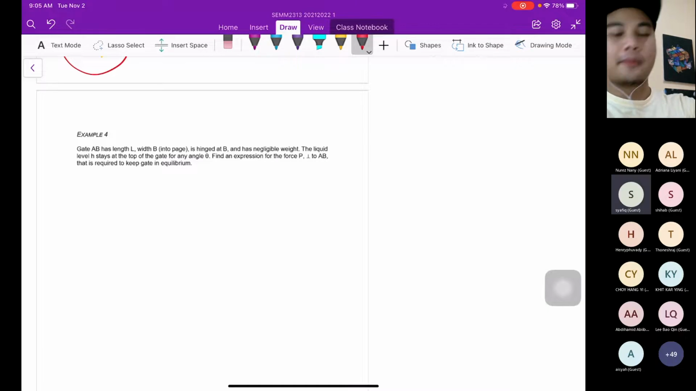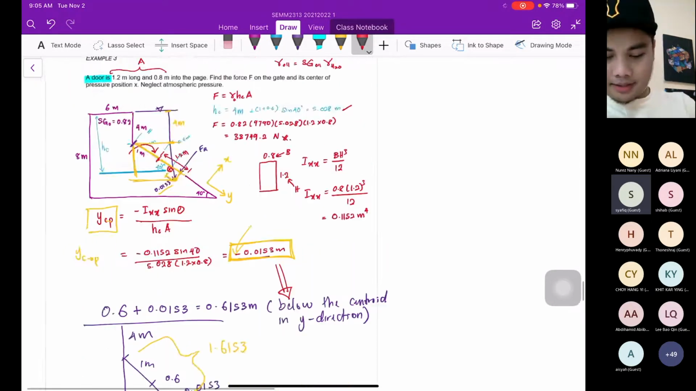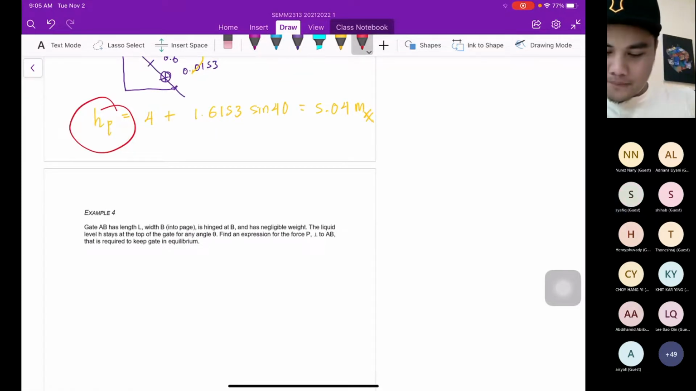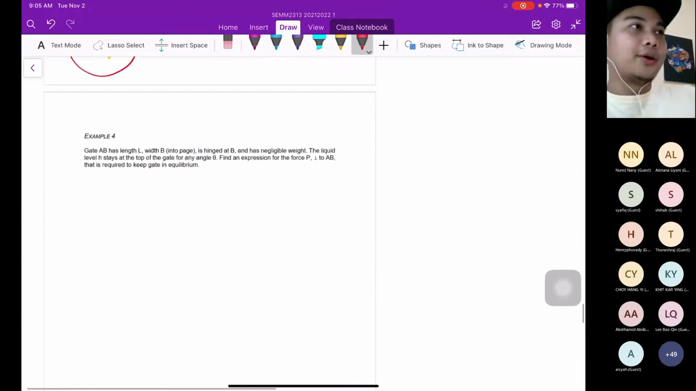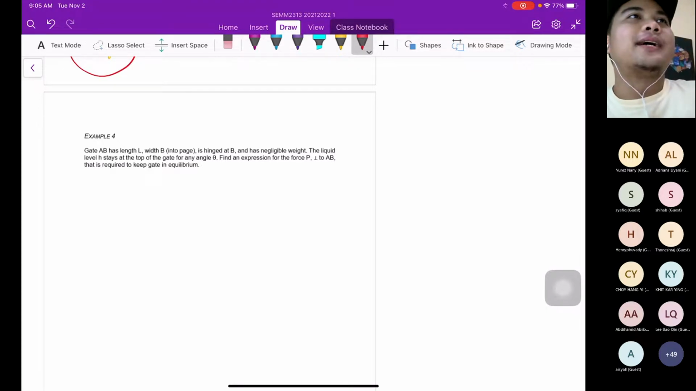Right, the figure for example 4 will be the same as the one above, right? Which one? The figure for example 4 in the breakout session. Oh, not the same? Different. The figure is a bit different. Okay. I will draw the figure later on, don't worry. Okay, rest 10 minutes.